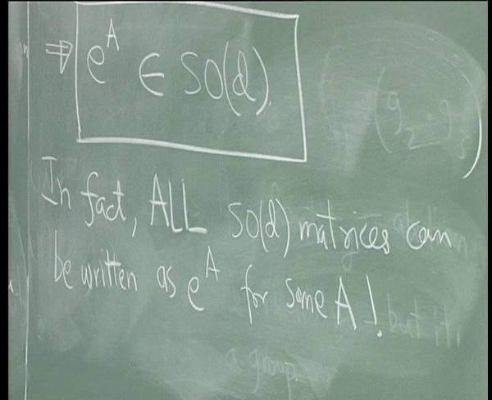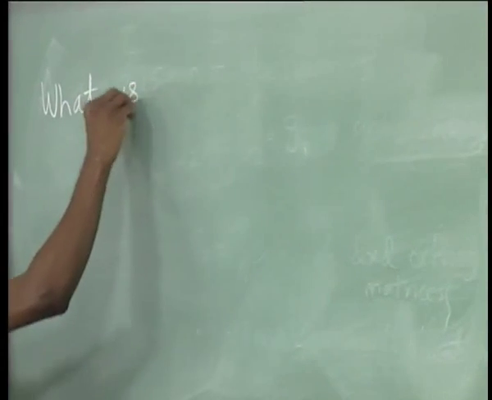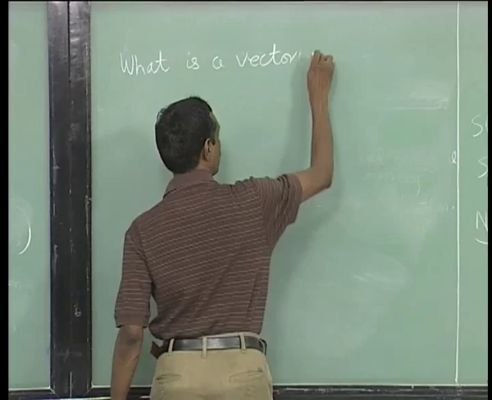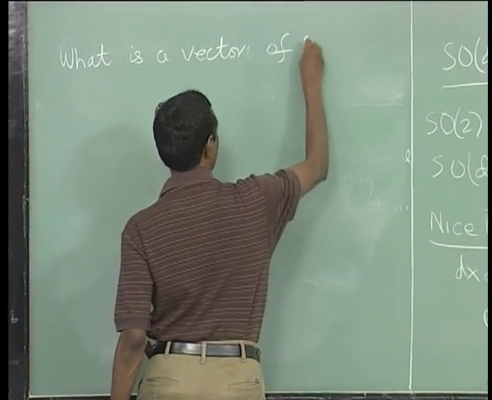So now we are kind of ready to define what we mean by a vector of SO(d). It is like chicken and egg. We started out with something and we go back, and we will see that that will let us generalize in a nice manner. Okay, so we will redefine now what is a vector of SO(d).